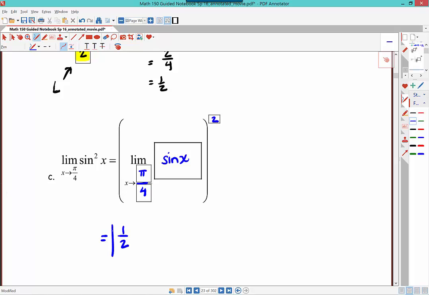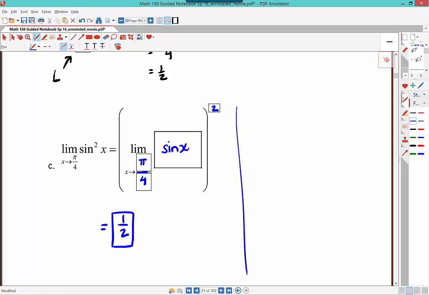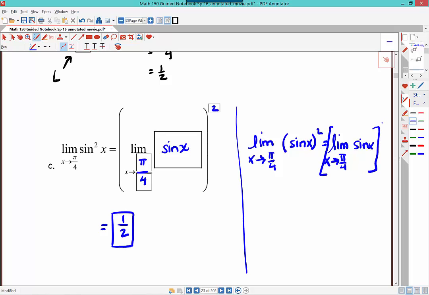Now don't freak out about that. It might be even more illuminating to write it as, okay, the limit as x approaches pi over 4 of sine at x squared is equivalent to the limit as x approaches pi over 4 of sine at x, this whole quantity squared.